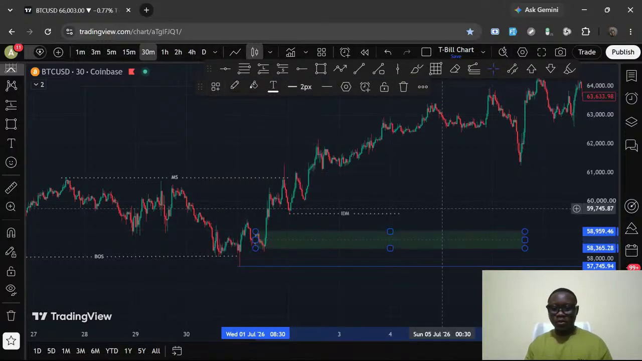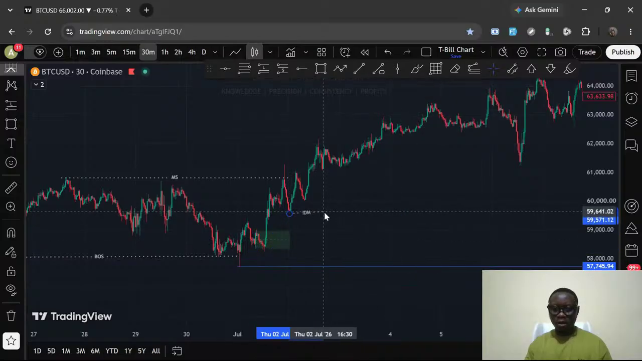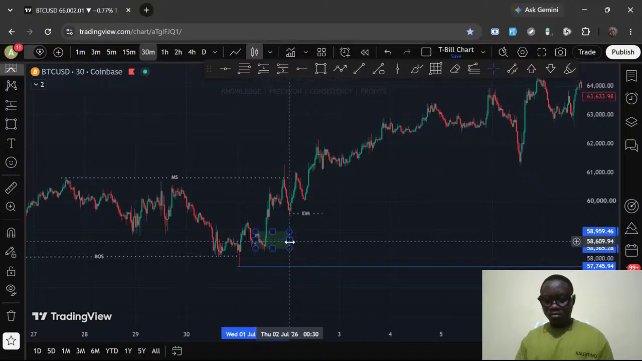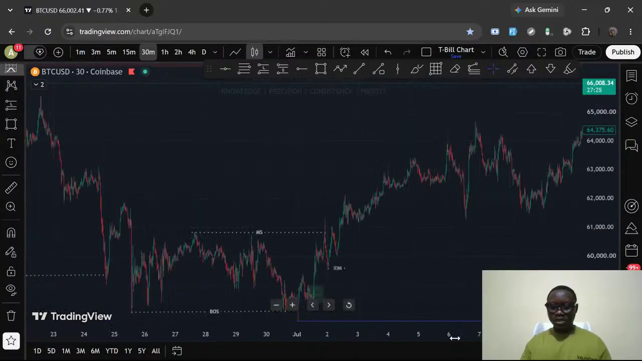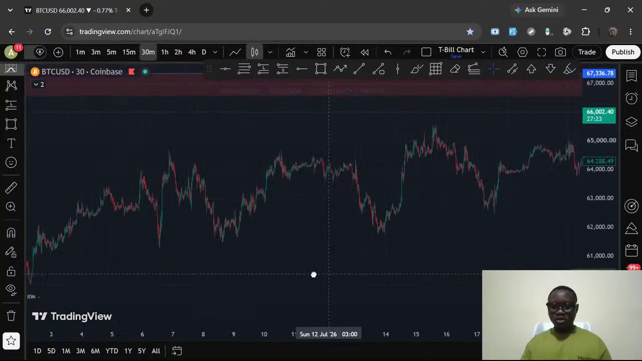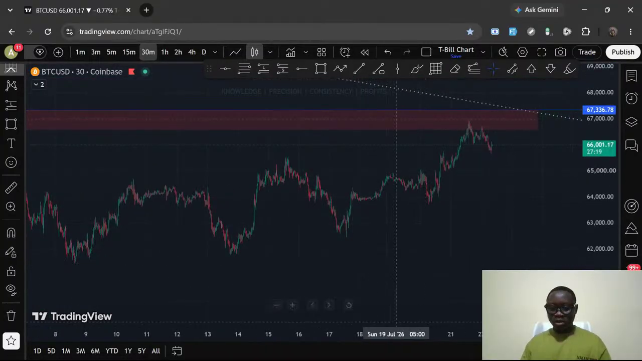But again, okay, the focus here is to take only sell trades, because overall BTC is bearish. BTC is bearish. Okay, so let's look at the recent structure too.